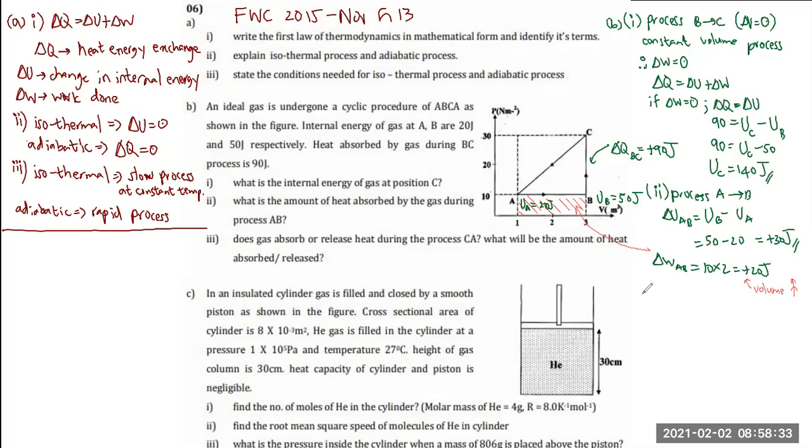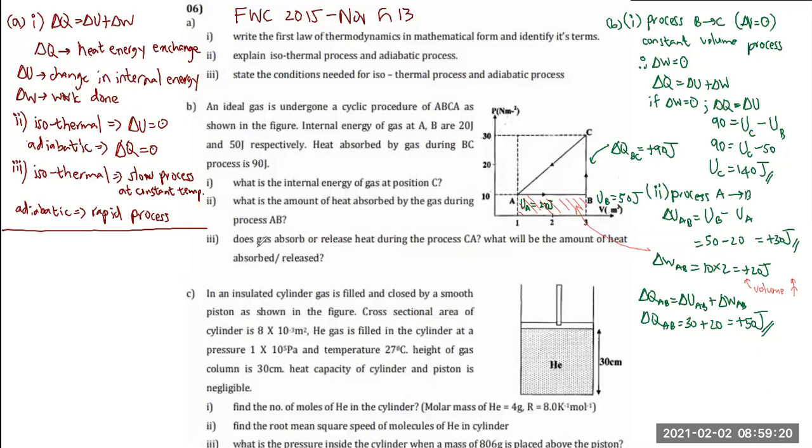I think we have everything we need. We can apply this equation, delta Q AB from process A to B. I'm applying first law of thermodynamics. So delta QAB is what we are supposed to find out. It is delta UAB plus delta WAB, which is 30 plus 20. Final answer is plus 50 joules. So 50 joules of energy is absorbed by the system.